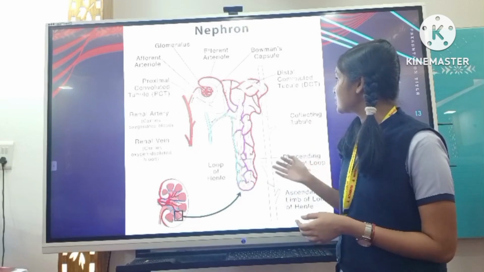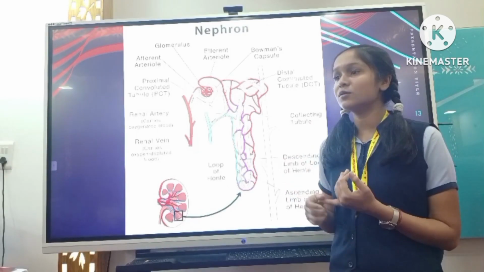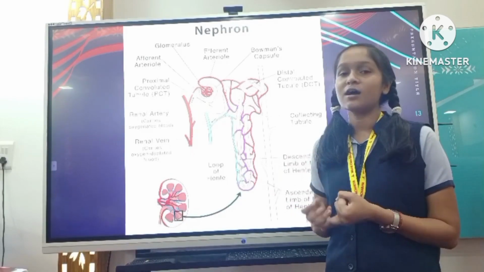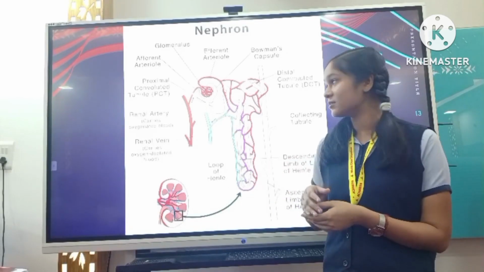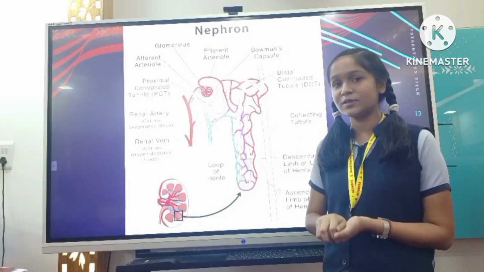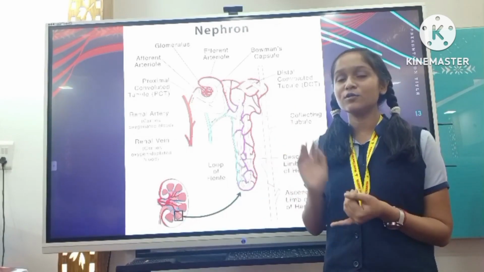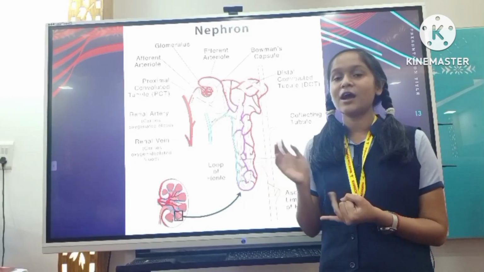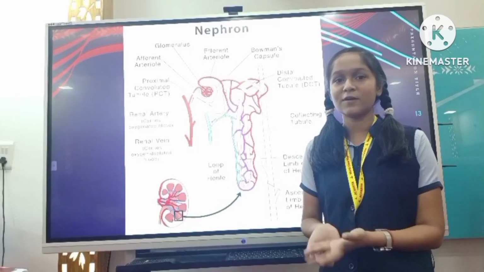And then we have the distal convoluted tubule, where secretion of substances takes place. The secretions can involve hydrogen ions, ammonia, uric acid and urea. These are harmful substances which are secreted out of the blood, and then the filtrate moves to the collecting duct. A healthy normal human body produces 180 liters of filtrate, out of which only 1 to 2 liters is excreted out of our body.